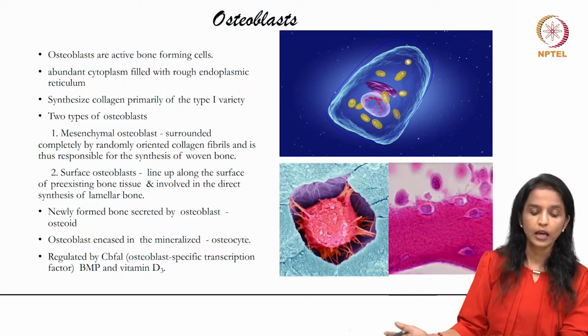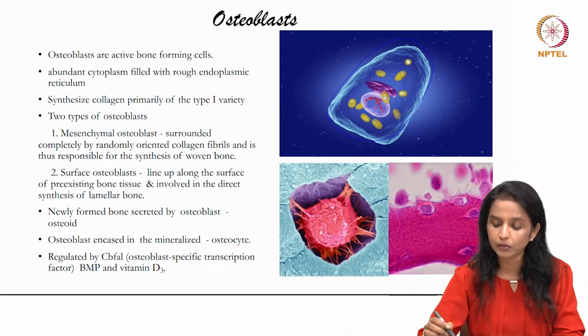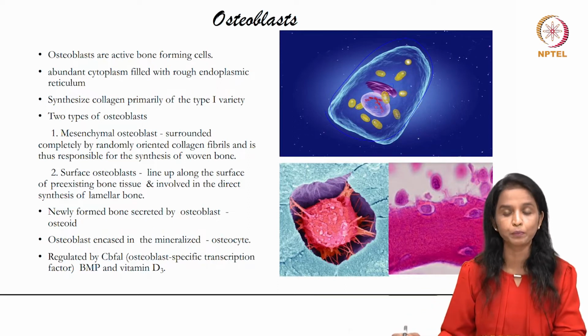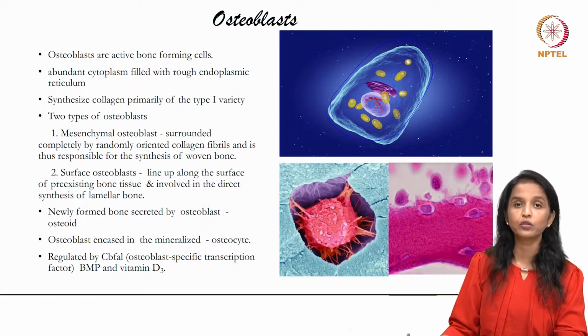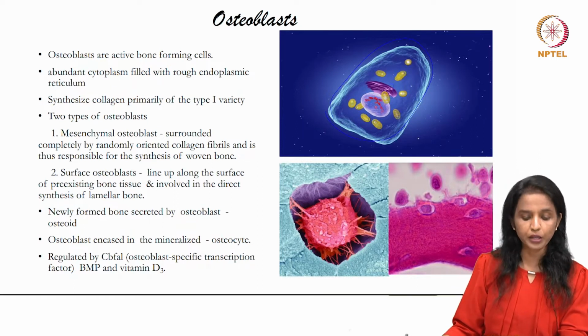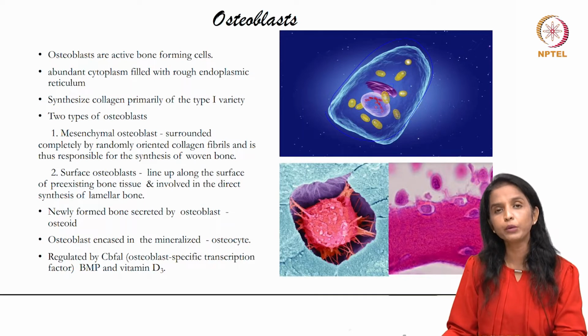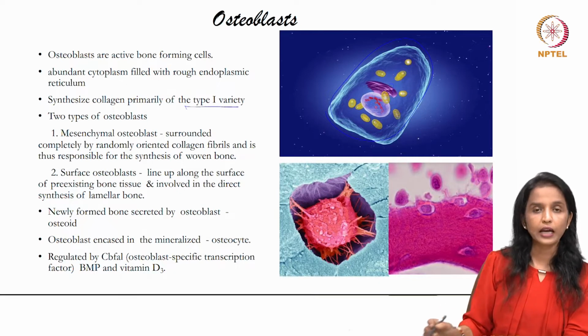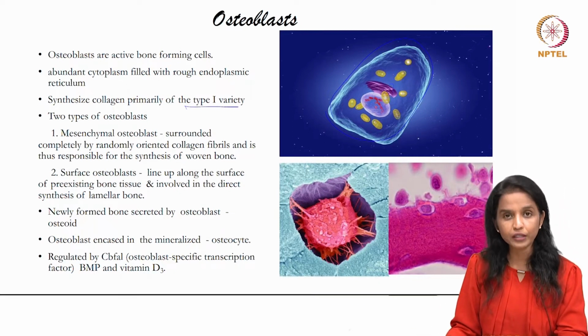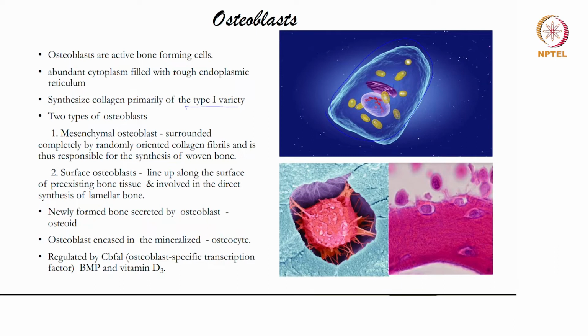It is polygonal and has abundant cytoplasm and numerous cellular organelles, good enough to be secretory in nature, to secrete the bone component. The main material the osteoblast secretes is type 1 collagen, which is the most important organic component of the hard tissues.